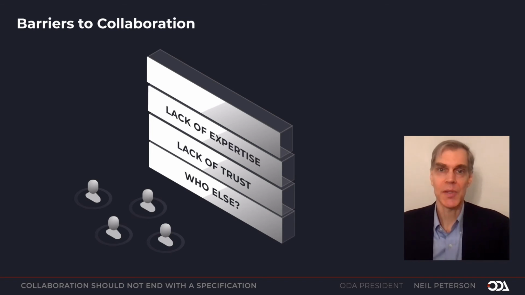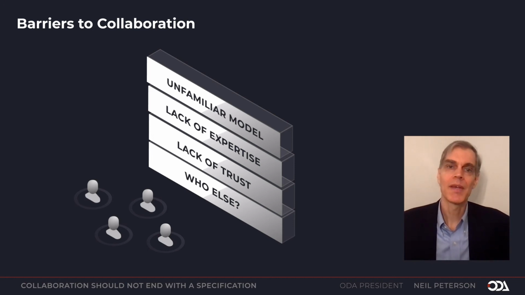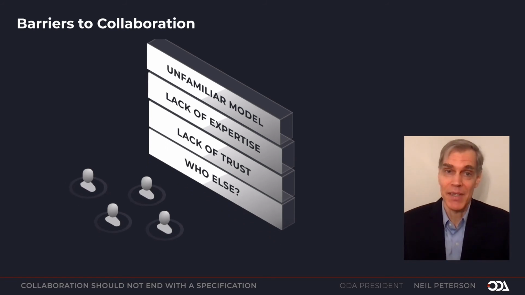Lack of expertise. Interoperability projects can be complicated, and collaboration doesn't help if none of the collaborators have the required expertise for a project. And finally, while competition is something that everybody understands, collaboration, particularly among for-profit companies, is just not a common model. It's not a common concept. But it should be, and we believe it can be.